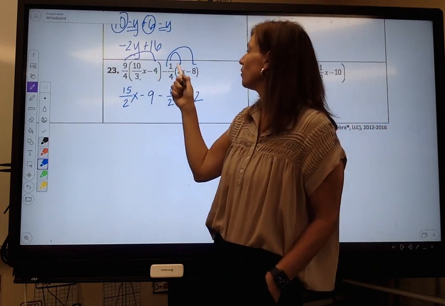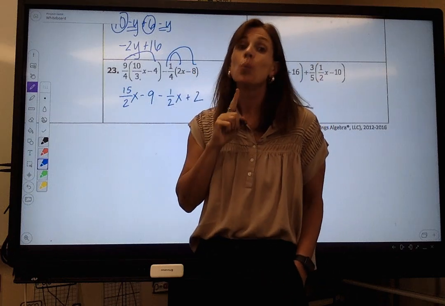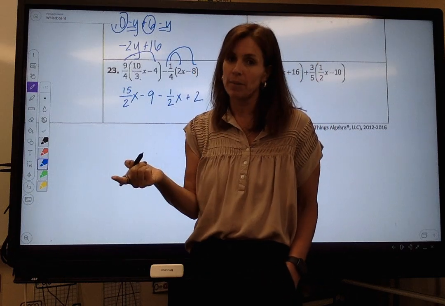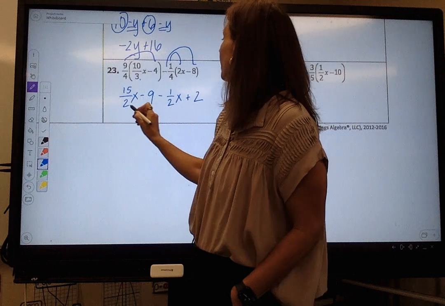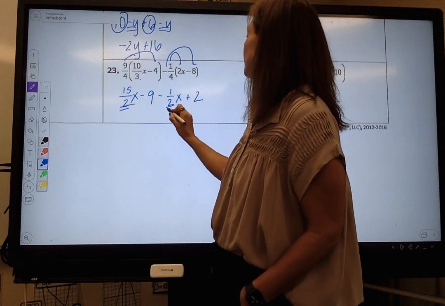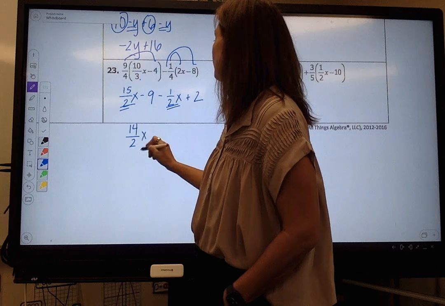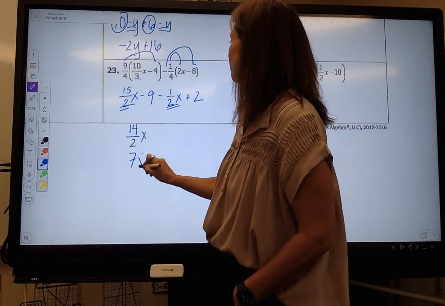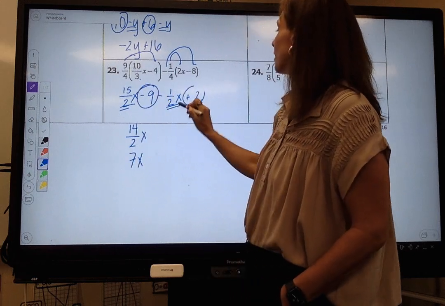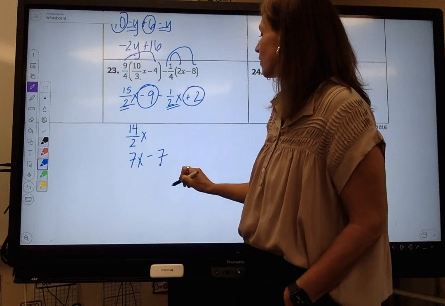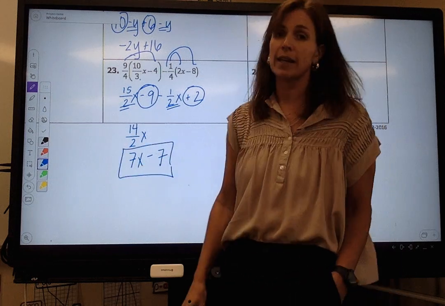Don't worry if you can't do this in your head right now. You will be able to do it in your head in a couple of weeks. And then when I combine 15 halves x and negative 1 half x, I get 14 halves x, which is 7x. And then I get a negative 9 and a positive 2, which is a negative 7. So this is my final answer.